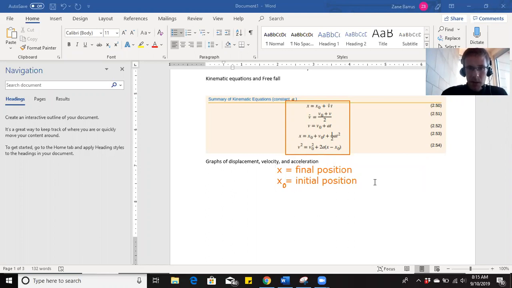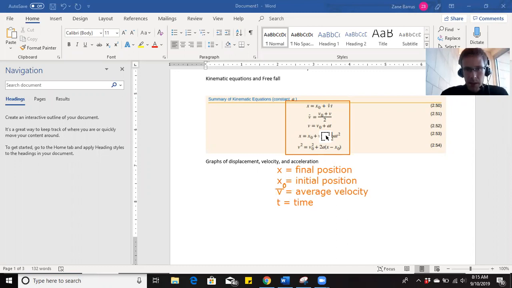V with a little line over it, I'll draw the line in a second, is your average velocity. So that's what V with a line over it means. And T is going to be equal to time. So T stands for time.